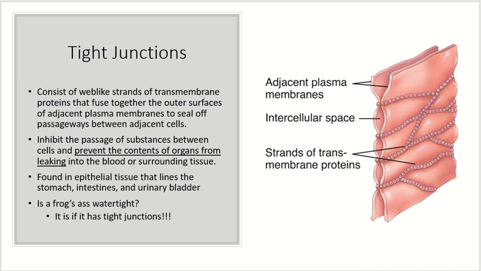So, as you may have guessed, these types of cell junctions are going to be found in epithelial tissue that lines the stomach, the intestines, the urinary bladder. These essentially form a watertight seal to keep your stomach contents or your bladder contents, etc., from sort of oozing and leaking out into other parts of the body.